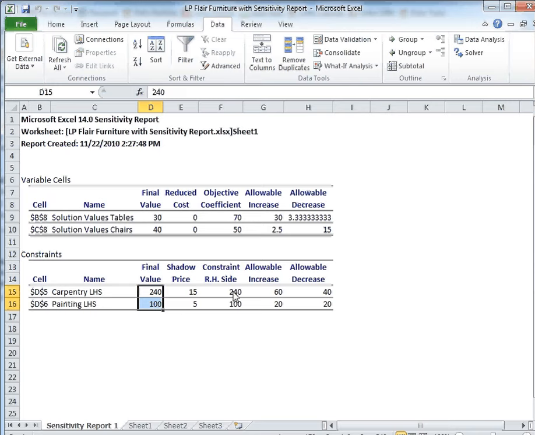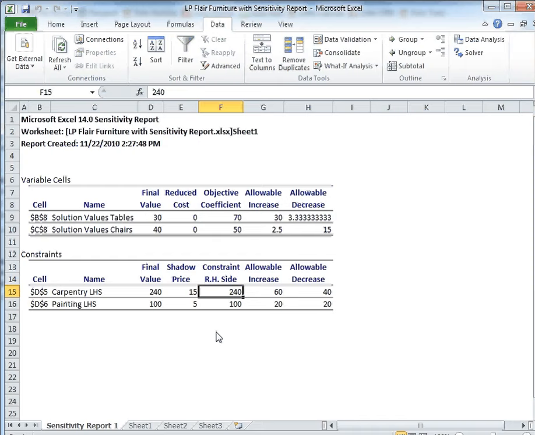And notice that it also puts down the constraint right-hand side, which is the available resources. So we have available to us 240 carpentry and 100 painting hours. Since the final value and the constraint right-hand side are the same, it means there is no slack. That means we're completely using all of the available resources.